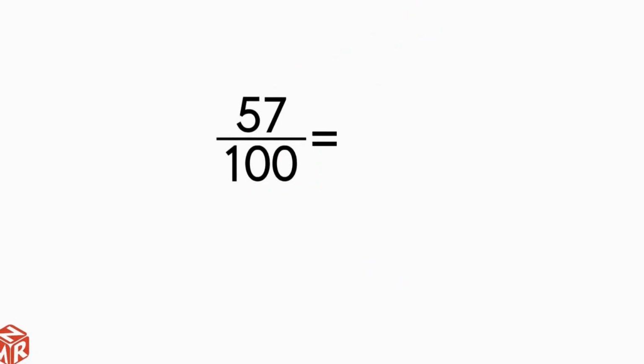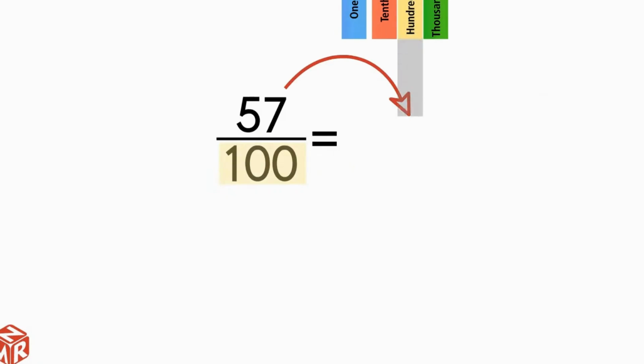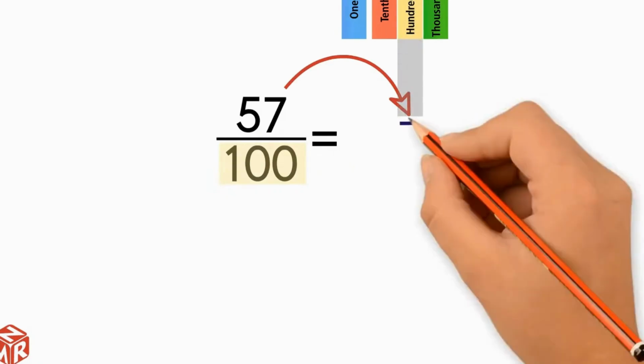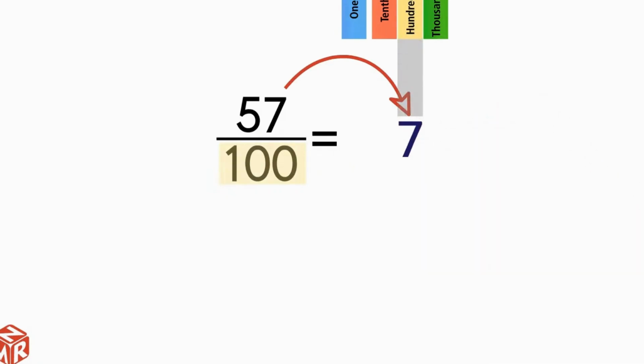57 over 100. We can also say 57 hundredths. We need to write 57 so that the last digit appears in the hundredths column. So the 7 goes in the hundredths column and the 5 goes in the tenths column. Then we place the decimal point and we add the 0.